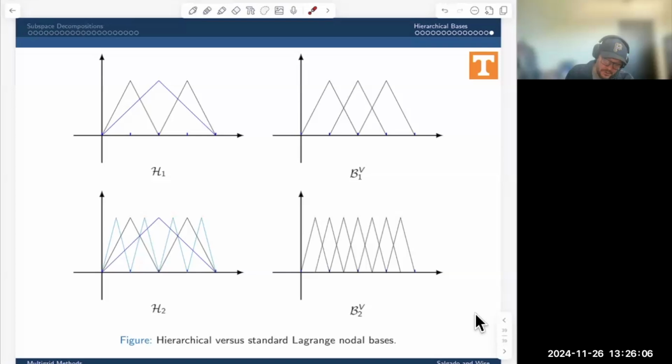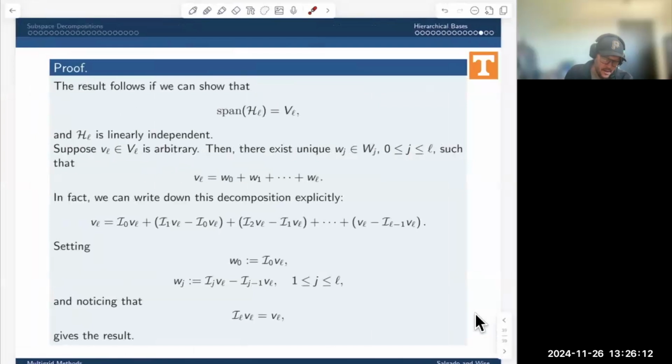All right. So now we want to prove that this actually is a basis. It's equivalent to this basis. How do we do that? The result follows, again, if we can show that HL spans VL and HL is linearly independent, because that would show that it's a basis, and we already know that BL is a basis.